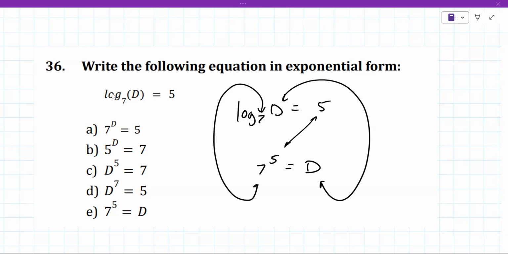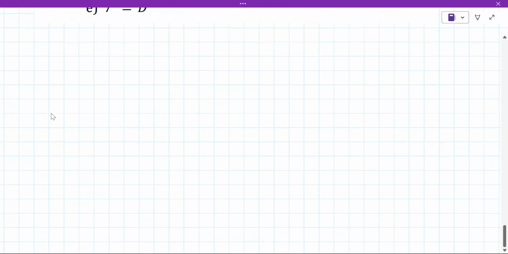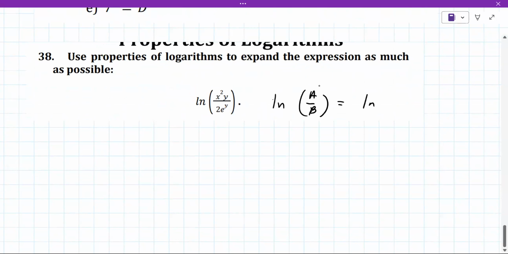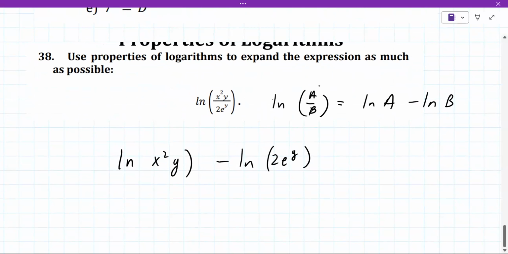All right. So I'm not going to snip in the answers. You got them in front of you. So I got to write some rules each time. The main rule here for the first one is that you have an A over a B, and this becomes natural log A minus natural log of B. Natural log x squared y minus natural log 2EY. And then these are both products now.